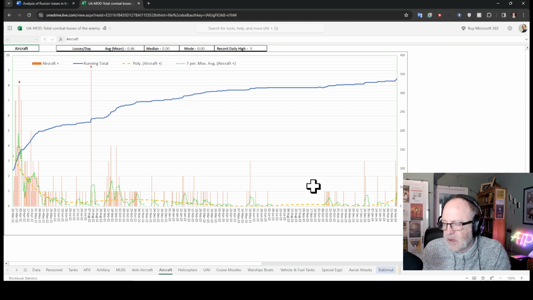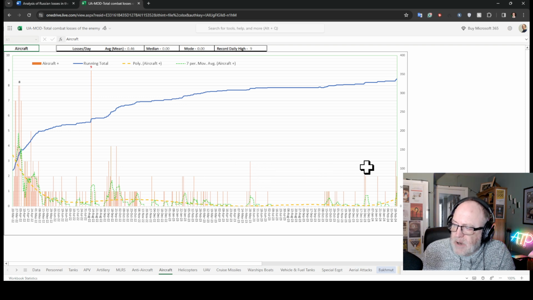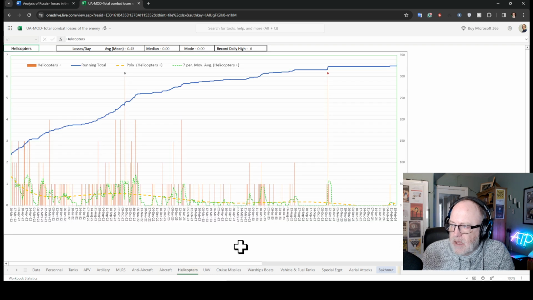It's really frustrating. It would have been great if they'd had ATACMS for months and months and months and would be able to take out huge numbers of airframes. But alas, it was not to be. And we've seen recently some upticks as well as the Patriots have been brought to bear. And in fact, when you have days where they're losing 9, 4, 4, 3, 3, you can imagine that these were the times when Patriots were suddenly brought nearer to the front line and they could get off a few missiles and take out a number all at once.